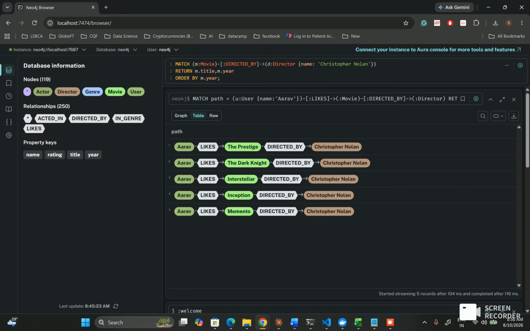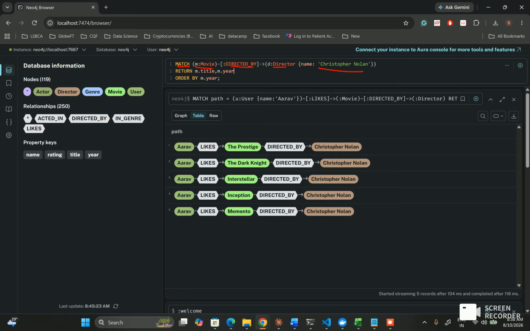Now read this like a sentence. Let me open my pen over here. Match a movie directed by a director whose name is Christopher Nolan. Again, match a movie directed by a director whose name is Christopher Nolan. This is very simple. You're matching a movie which is directed by a director, Christopher Nolan.